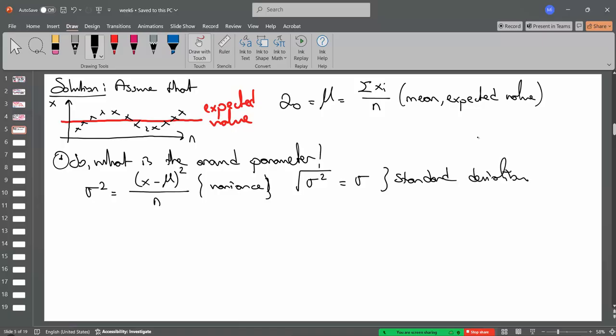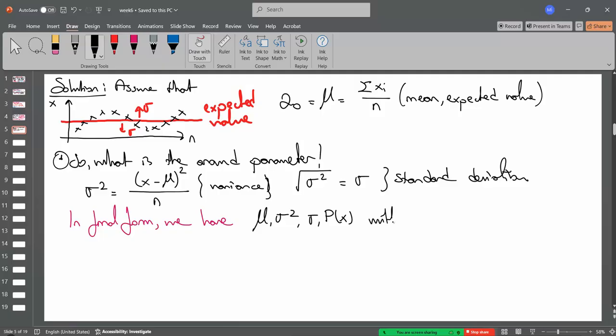So in final form we need to derive mu and sigma. We have mu, variance, standard deviation, and px, with the condition that px is greater than 0, and also the total integral form, the summation form, must be equal to 1.